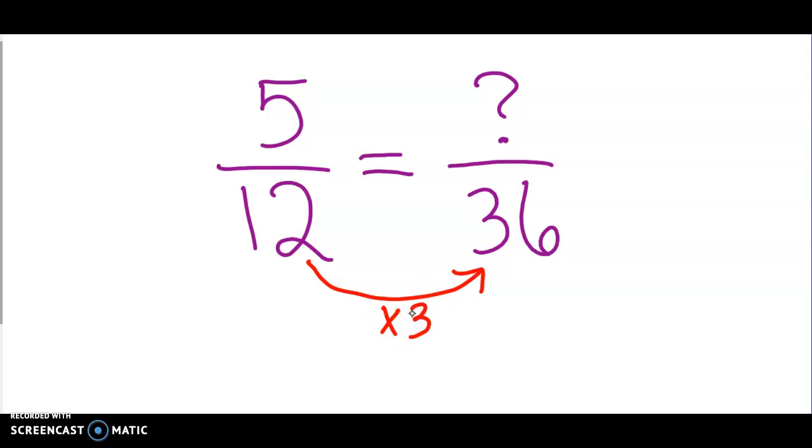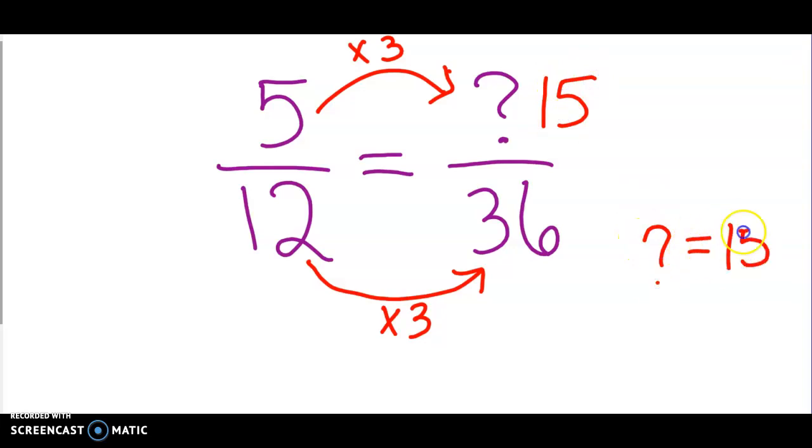In order to make an equivalent ratio or an equivalent fraction, I have to do the same to the numerator. So I'm going to multiply my numerator 5 by 3 as well, which means that the question mark is equal to 15. So the ratio 5 to 12 is equivalent to the ratio 15 to 36.